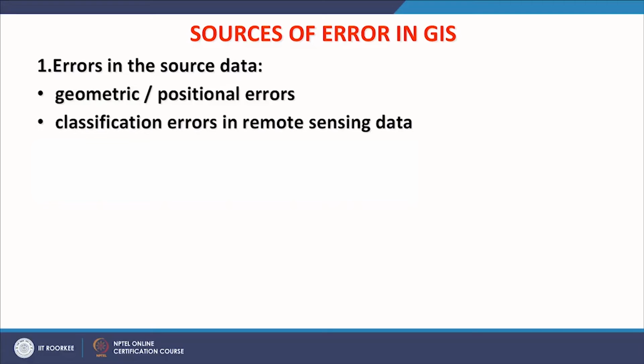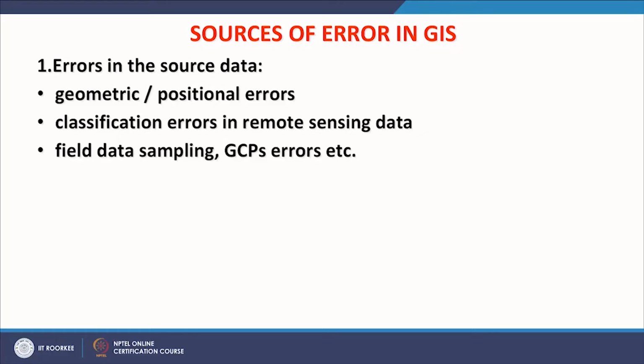Now, sometimes we get an already prepared output of remote sensing data, maybe a vegetation index map or a land use map prepared by some organization. They might have used some automatic methods for classification. So, a classification will always have some errors. No matter if I am creating it, but if I am using somebody else's classified image data, I must know what kind of errors are there in that classification.